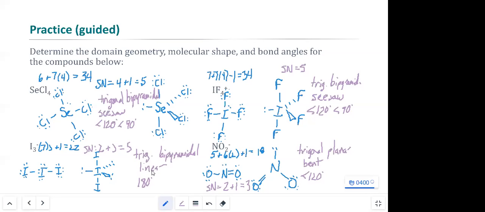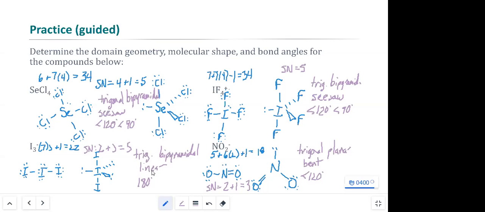And for the IF4 plus, it's the exact same argument. I've got a seesaw configuration. That lone pair of electrons is going to make that IF4 plus a polar molecule as a result. But what about our triiodide ion? Is this a symmetrical molecule? The answer here is yes.